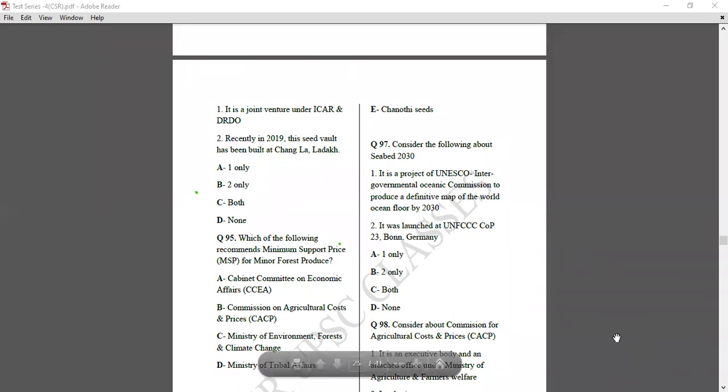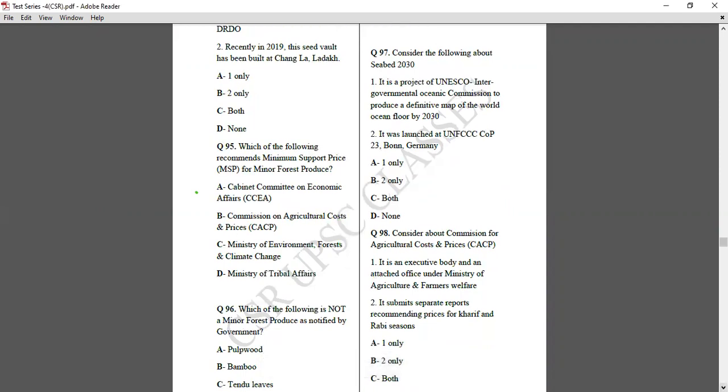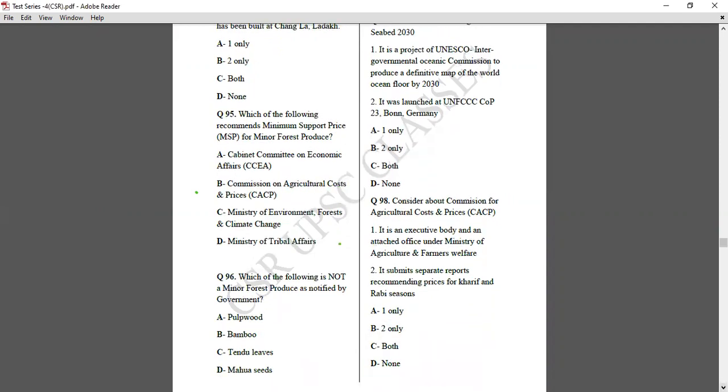Okay, which of the following recommends minimum support price for minor forest produce? MFP. So minor forest produce का MSP कौन recommend करता है? You have to choose between CCEA, Cabinet Committee on Economic Affairs, Commission on Agricultural Costs and Prices, Minister of Environment, Minister of Tribal Affairs.